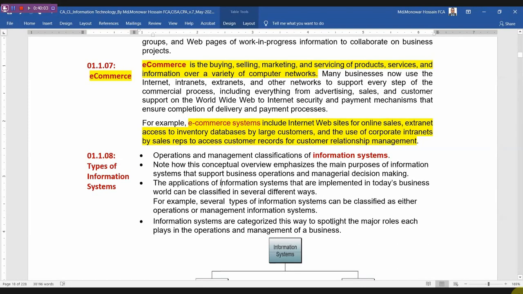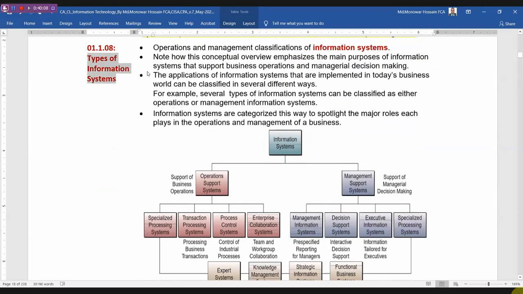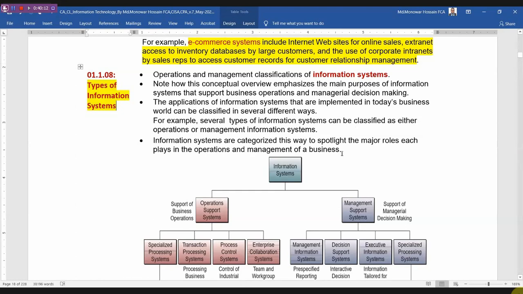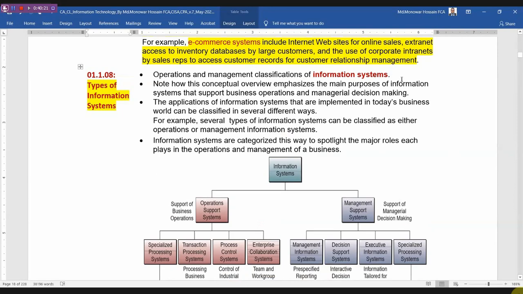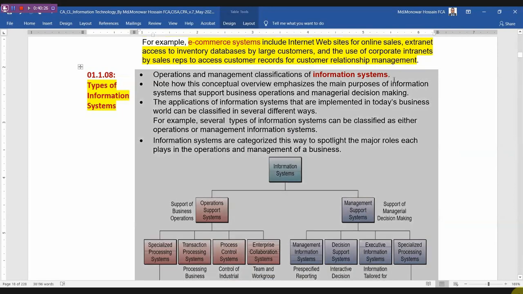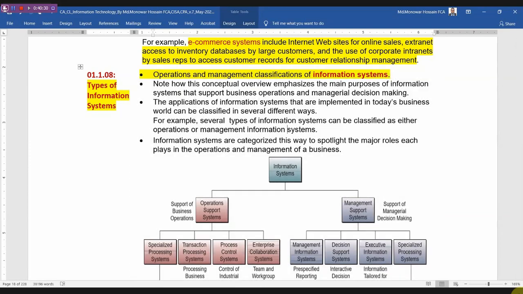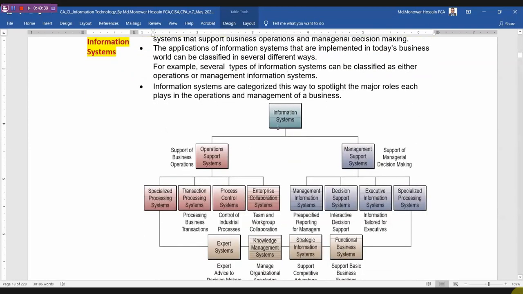So, types of information system. There are mainly two types: one is the operation support system, another is the management support system. So here we can say the operation and management classification of information systems. Information systems are categorized this way. One is the information system that supports business operations, that means the operation support system. And the one that supports management decision making is the management support system. There are different types also, but mainly two types: the operation support system and the management support system.